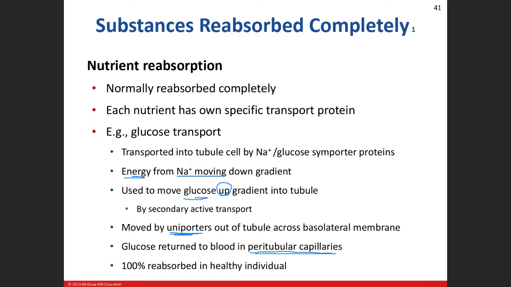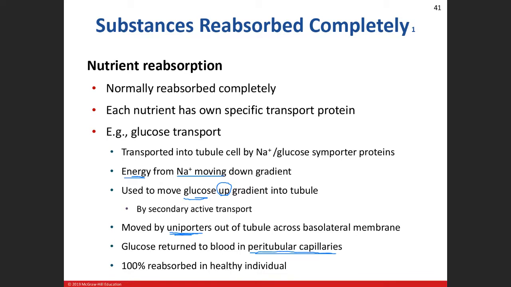Do y'all feel pretty comfortable with that process? I know this is kind of bringing back some concepts that you might not have used in a while. Concentration gradients, diffusion. There are two passive processes for transport. You've got diffusion, and you have simple diffusion and facilitated diffusion.